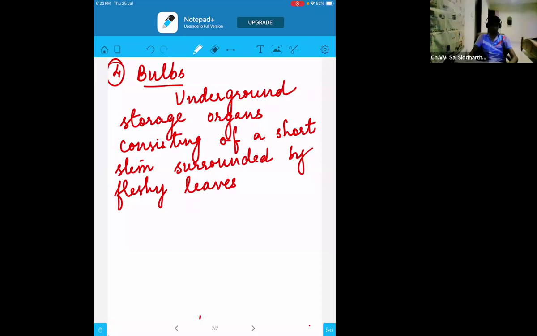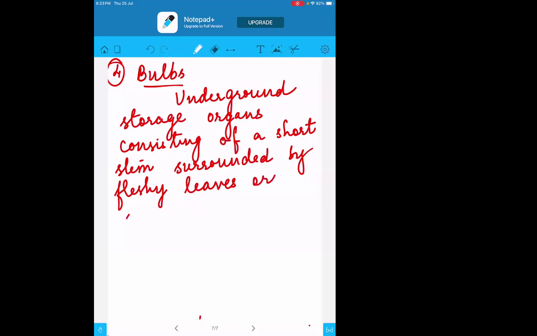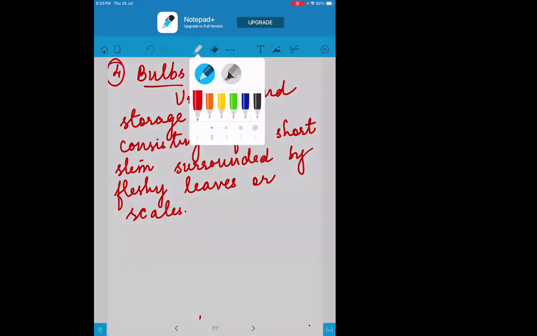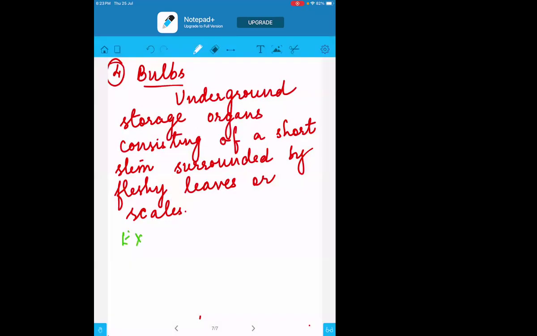Ma'am, garlic. Yeah, correct. Garlic is also a good example of it. Garlic grows with the same method. Lily also. These are frequently asked in the board exam, whatever examples I'm writing. So onion, garlic. Underground storage organs consisting of a short stem surrounded by fleshy leaves or scales.